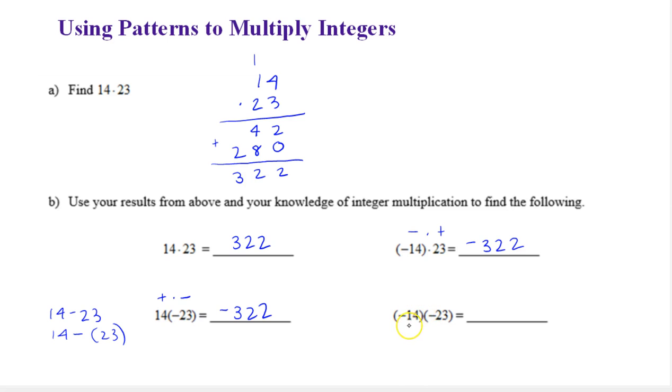And finally, negative 14 times negative 23. A negative times a negative is positive. So we have 322 positive.